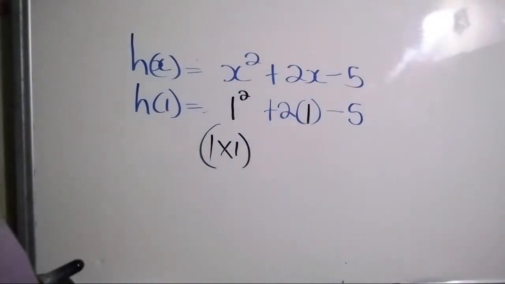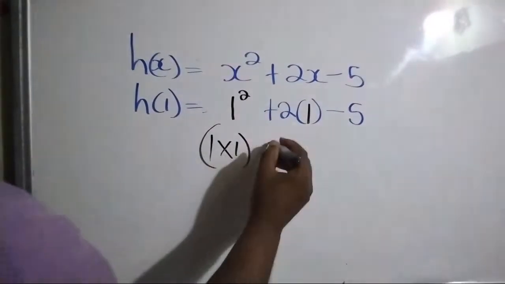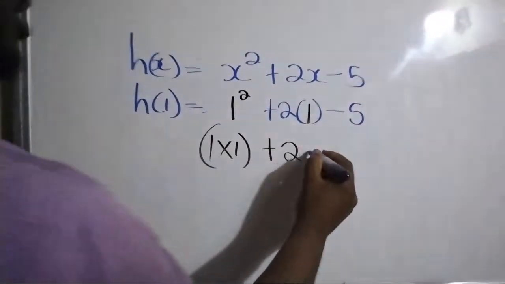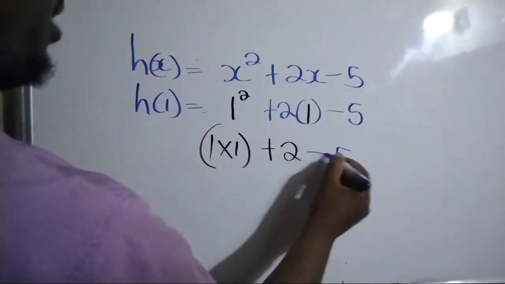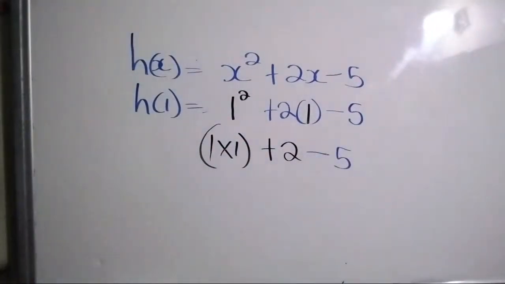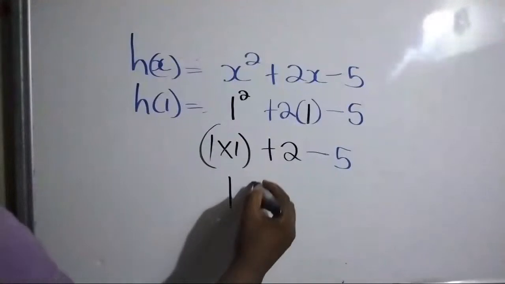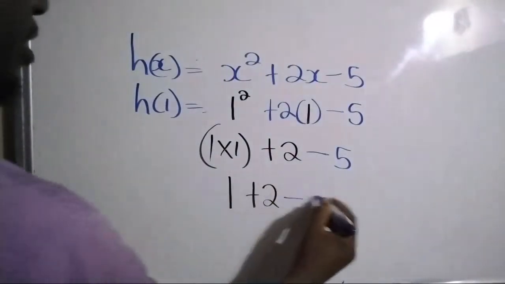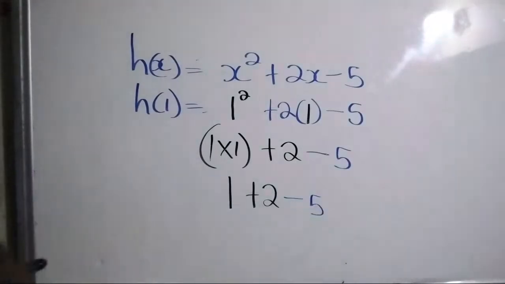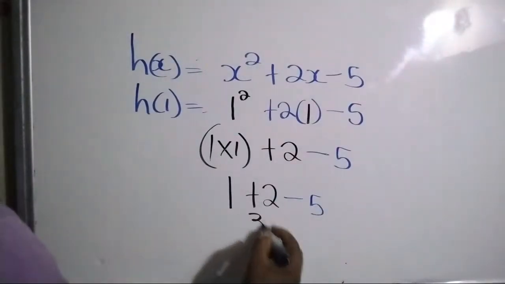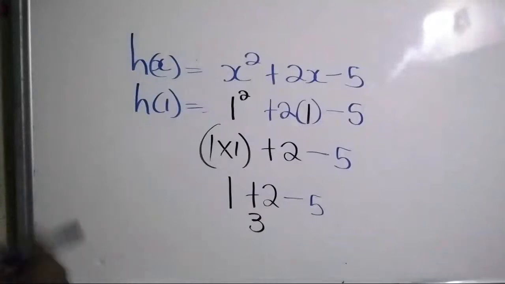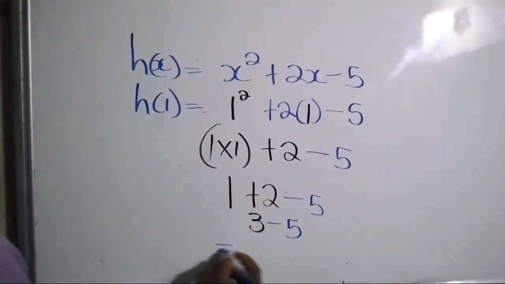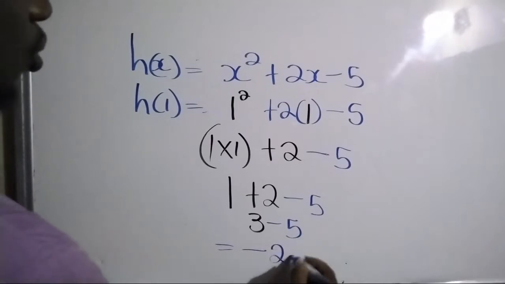2 times 1 is 2. So we expand the bracket, we get 2 and then we minus the 5. Alright? So let us simplify now. So 1 times 1 is 1 plus 2 and then we subtract the 5. So 1 plus 2, that's equal to 3 and then we subtract 5. Now 3 subtract 5 is equal to negative 2.